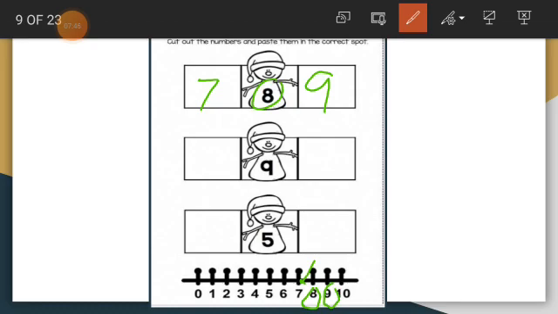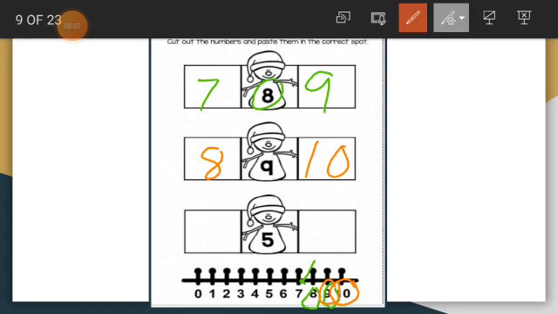The next number is 9. Here is the 9. Where is the 9 on the number line? Here is the 9 on the number line. Before 9 we have 8. You will write it over here. And which number comes after 9? That is 10. You are going to write 10 over here.